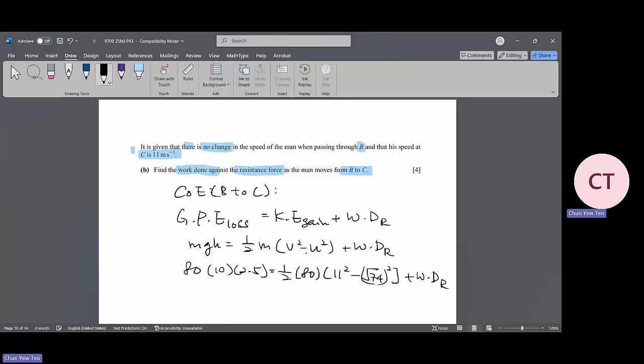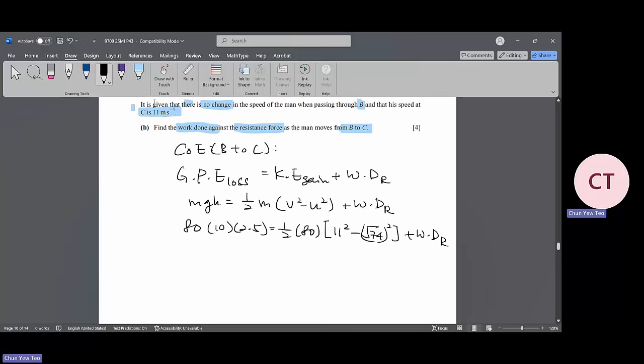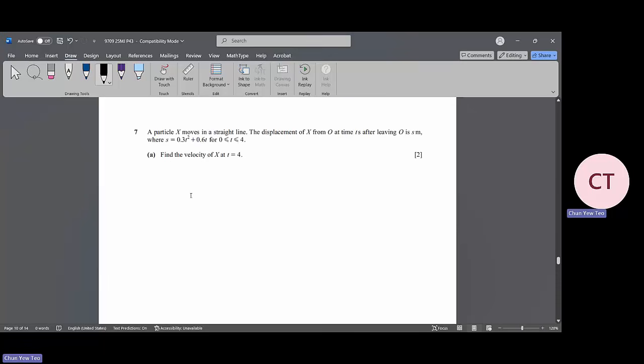So once you have all these values ready, it's actually quite easy, just press the calculator. Your work done by the resistance will be equal to 120 joule. Done. This will be the answer for number 6B. Moving on, we have question number 7.